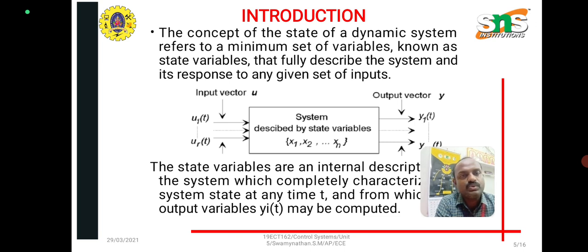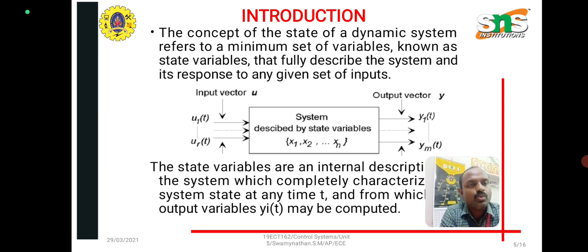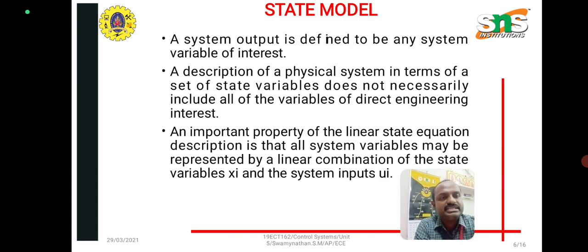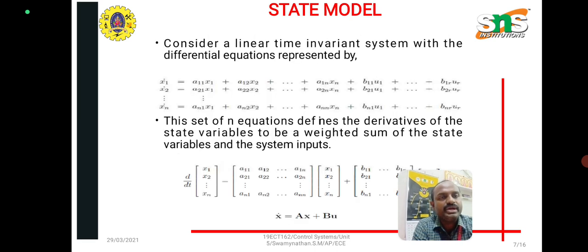u1(t) to ur(t) is the input vector u, and the output vector y means y1(t) to ym(t), and the system is described by the state variables x1 to xn. In the state model, the system output is defined by any system variable of interest, in terms of a set of state variables, and it does not necessarily include all the variables that are of direct engineering interest. Also, in the linear state equation, a system variable may be represented as a linear combination of the state variables xi and the system inputs ui.